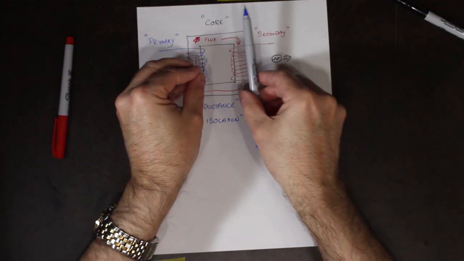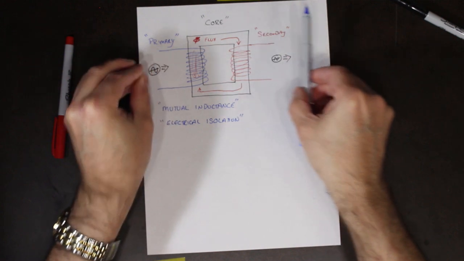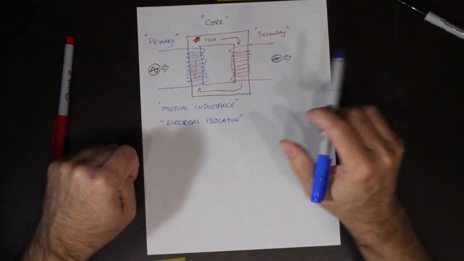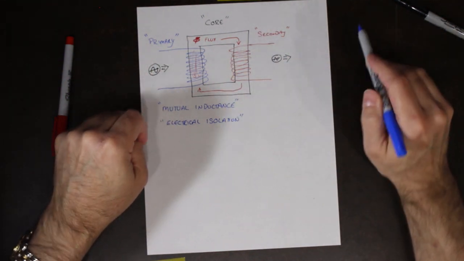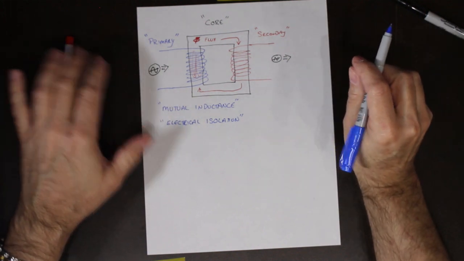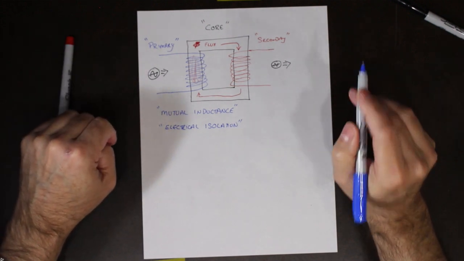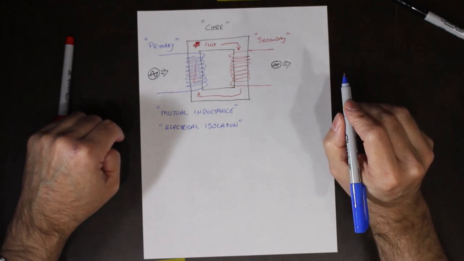So these two are electrically isolated from each other. The only thing that joins them is a magnetic field. No electrical properties or no electrical connection at all between the two. Just a magnetic field.